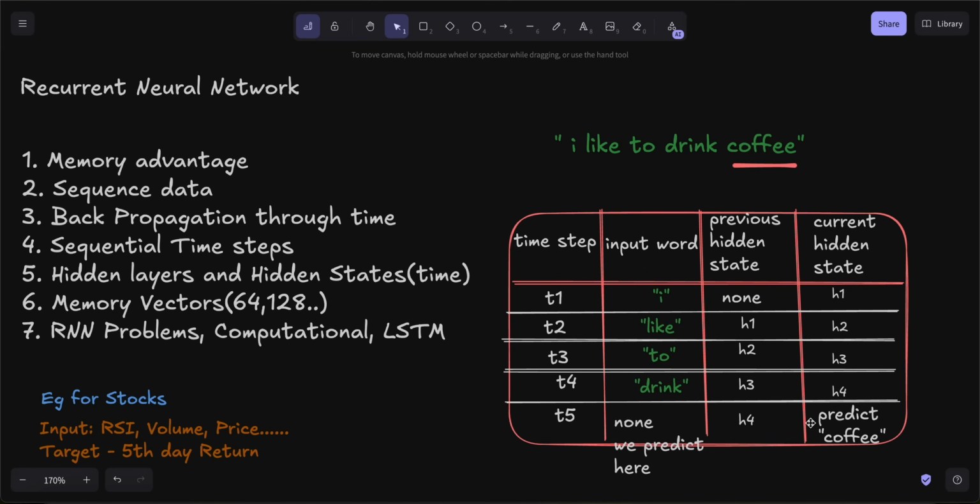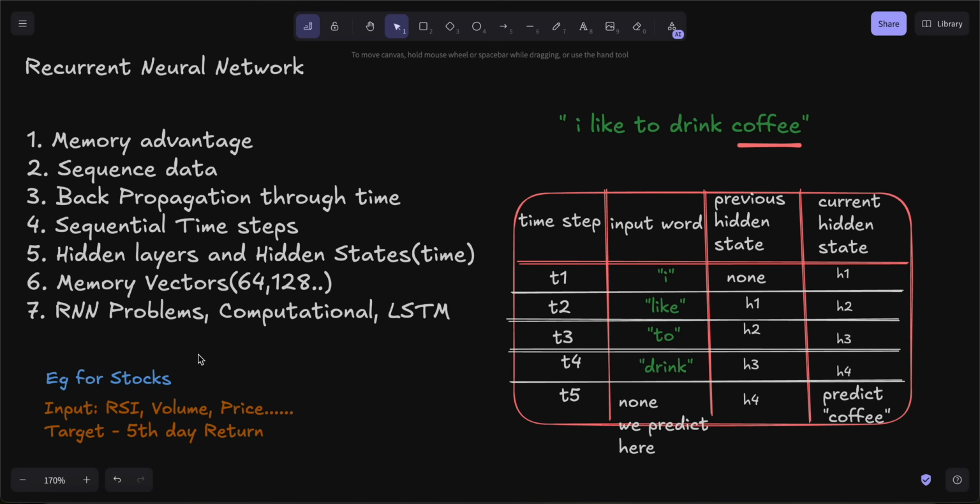So just like the prediction is done for coffee, you can actually use it to predict the stock price data. Instead of "I like to drink", it can be the price of yesterday, the price of the day before yesterday, and things like that. And you can use different kinds of input. Instead of the price, you can use the RSI, you can use the volume, and you can use the target as the 5th day return. So here it's like 1, 2, 3, 4, it's like the 5th word, right? Instead of the 5th word, you can actually use the target return as the 5th day's return.